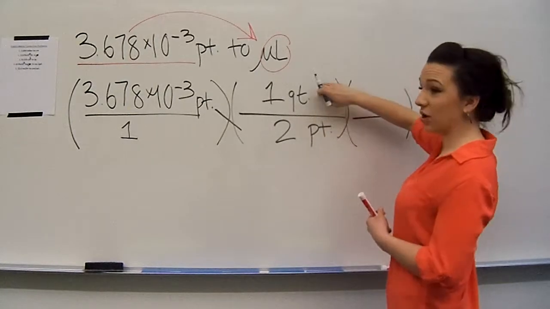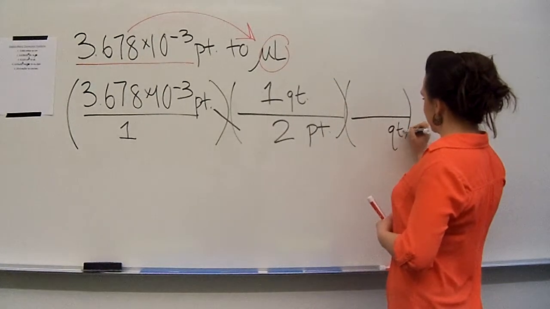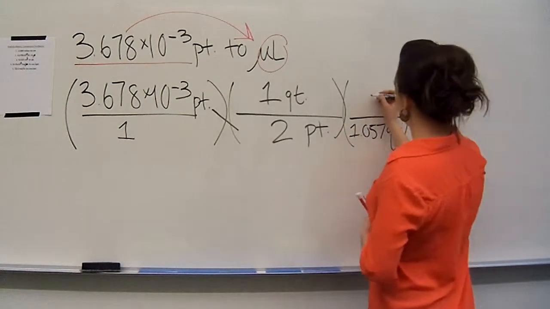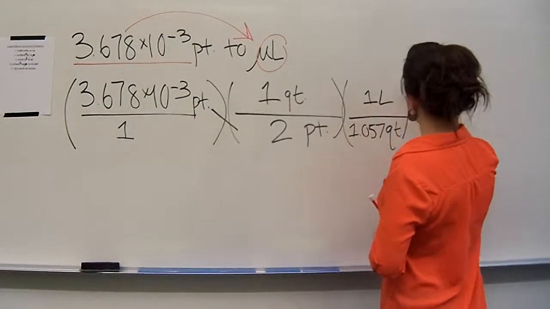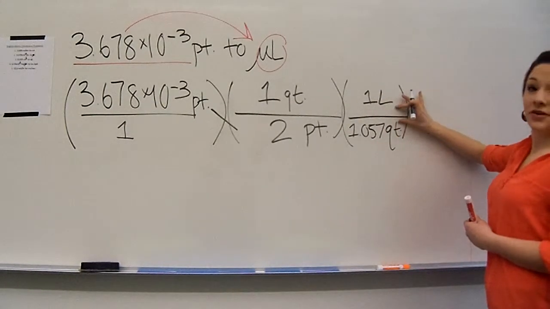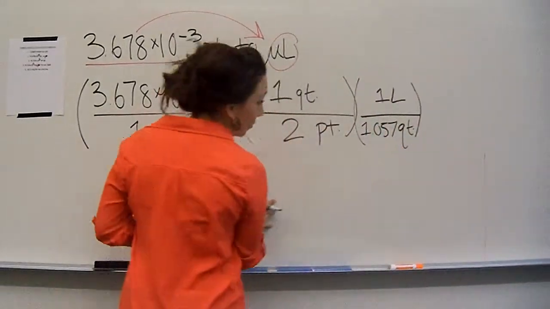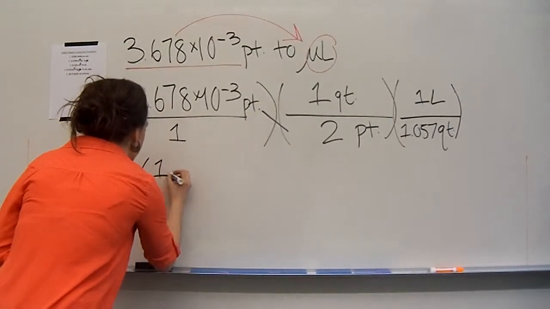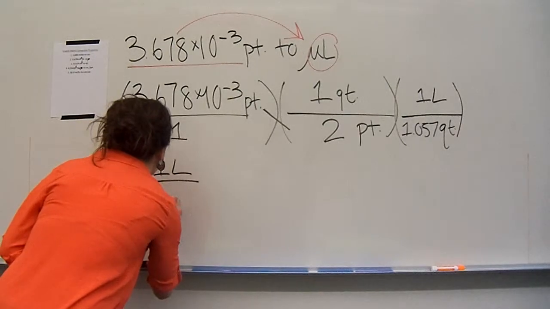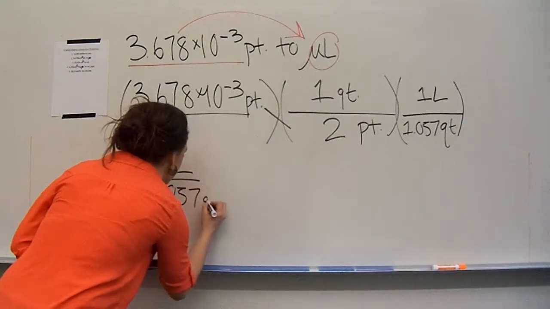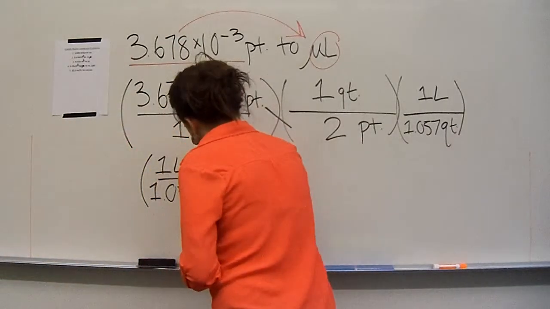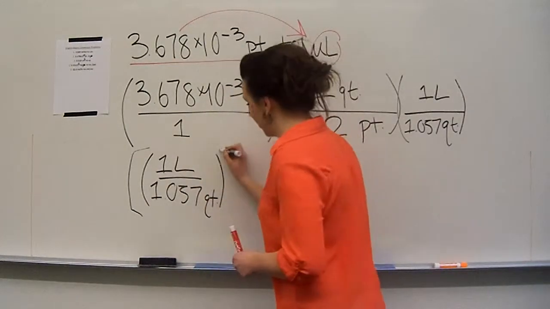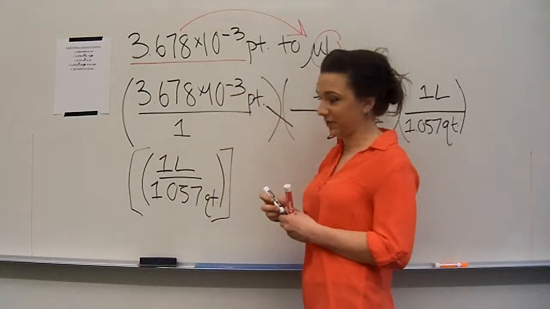We now need to match quarts diagonally, and 1.057 quarts will be equal to 1 liter. Matching these vertically. I'm running out of room, so I'm going to move down here. So I'm just going to rewrite what we have over there. So we have 1 liter over 1.057 quarts. I'm going to put brackets around this so that I know I do not need to multiply or divide that when I plug everything into the calculator.